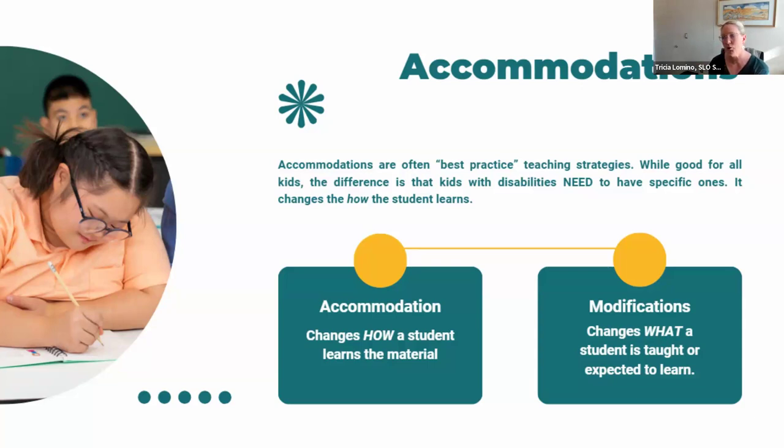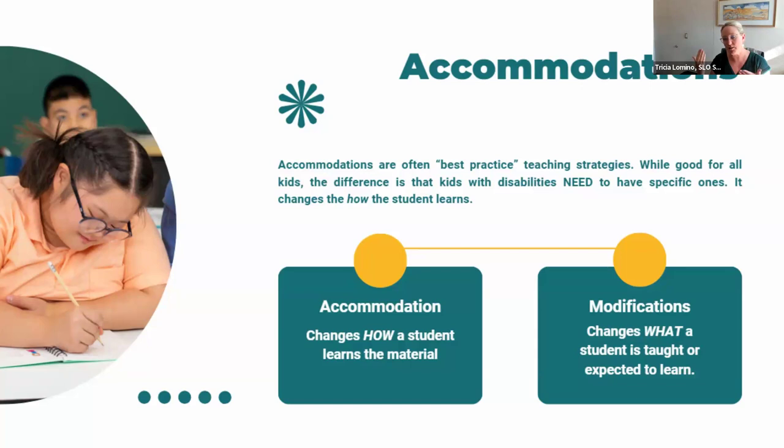The accommodation only changes how a student learns the material. It's not changing the what. So it's basically changing the access point, right? So it's like the use of a calculator, or changing the setting, so they're going into a different room to take a test, or the use of a wobbly stool or a fidget. They're still going to be learning the same content and the same what as other students. We're just giving them some additional tools to help them access that.